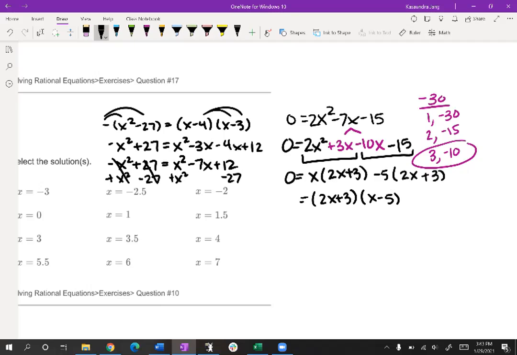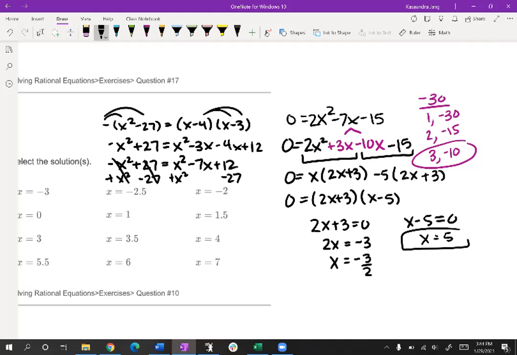Okay, and still all my factors are equal to 0, so let's set the 2x plus 3 equal to 0 and the x minus 5 equal to 0. And subtract 3 on both sides, divide by 2 on both sides. All right, here I got to add 5 on both sides. So it looks like I have two answers of 5 and negative 3 halves, which let's check though.